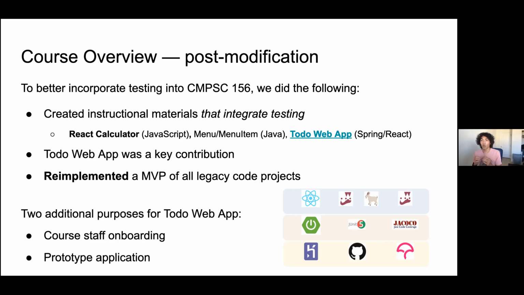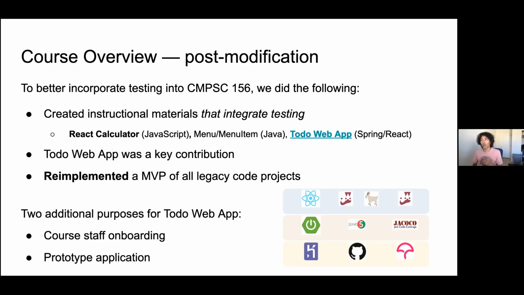So in terms of the instructional materials, we contributed a React calculator lab and the to-do web app as 2 different labs. The first one had the goal of introducing students to both JavaScript and React, as well as how to test in that context. The second, the to-do web app, was focused on introducing students to how you configure and deploy something more complex than just a hello world application.